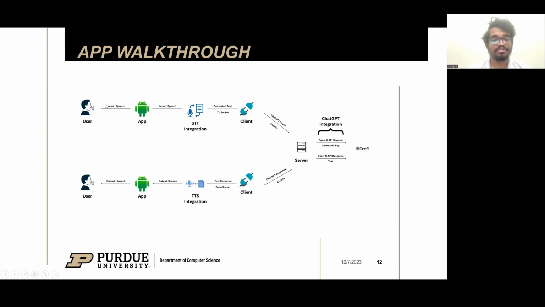Let's do an application walkthrough right now. First, the user sends his speech through the app, which is recorded at the app side. Then we use the STT integration, which is the speech to text integration. We use the speech recognition API for this, which uses the underlying Google API to translate the speech to text. This is then used by the client side app to send it to the server. The server processes the message received from the client and sends it to the ChatGPT API.